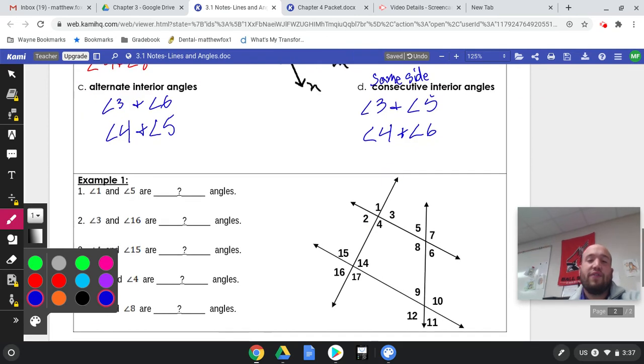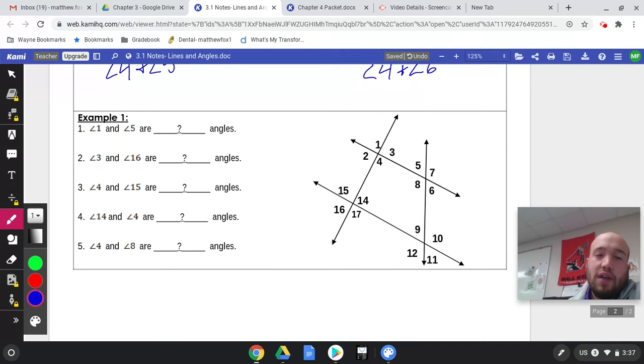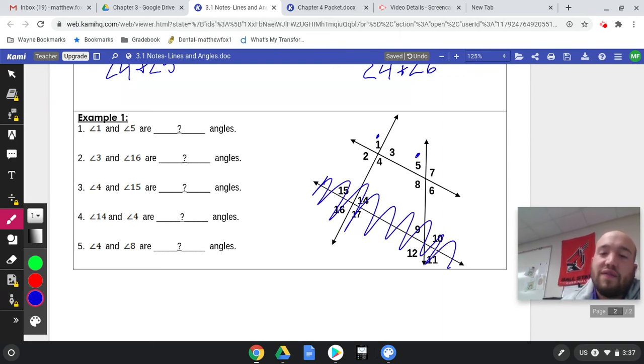All right, so now the final thing, and it's up to you. You don't have to draw this if you don't want, just follow along. But we're trying to identify these angle pairs. So angle 1 and 5. Let's start over here, 1 and 5. And for this one, I don't care about any of this stuff. That's extra. All I care about is these two lines cut by the transversal there.